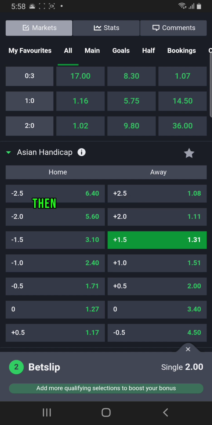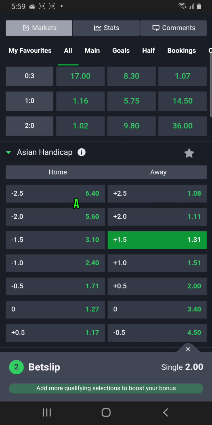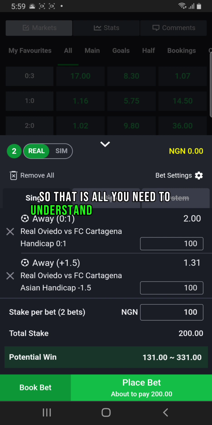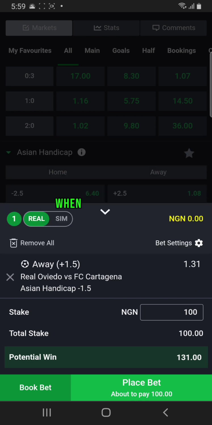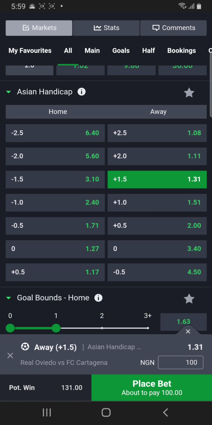So that is it. Then the negative sign there simply means giving a disadvantage to the home team. Thereby, you are using the home team to give the away team a goal ahead. I don't know if you understand. Like, you are using the home team to give the away team a home advantage. So that is all you need to understand when it comes to taking advantage and taking a disadvantage, the positive or negative sign of this very Asian handicap strategy.